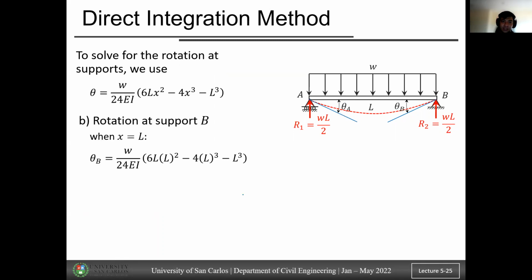So this is for B support. So when B is at full span, di ba? So A is 0, P is total full L. X is equal to L. Again, the slope equation is giving you the direction of the deflection of the beam. Di ba? So that's why it's also important to take note of the arrows.